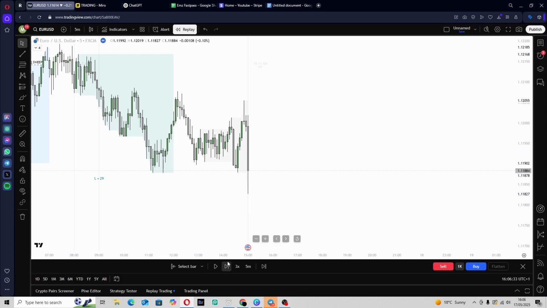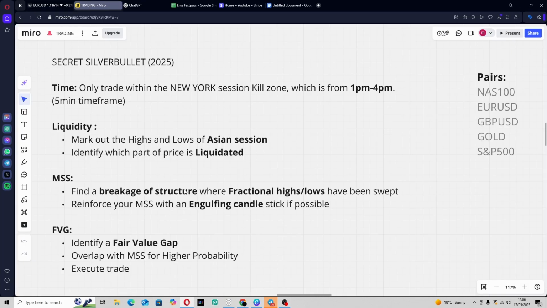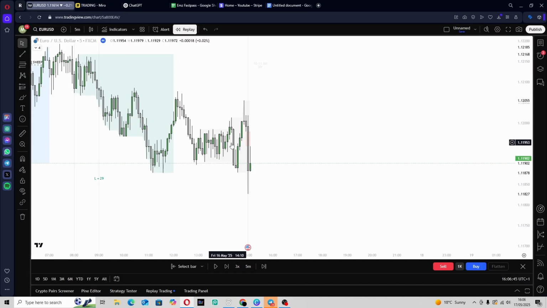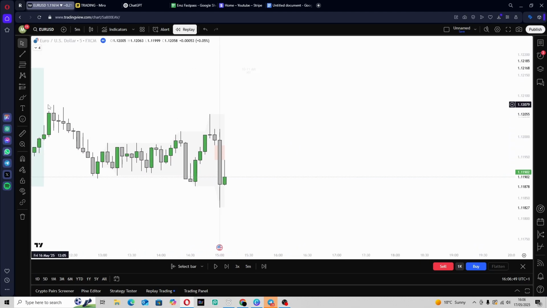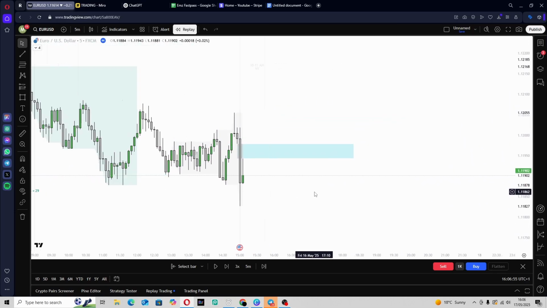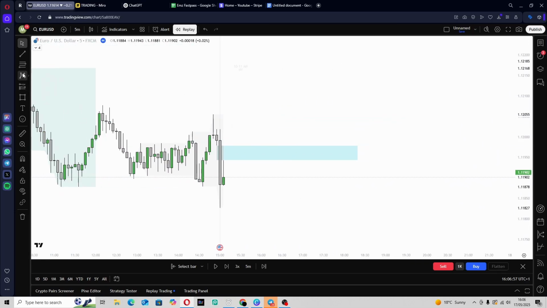What we're going to be doing now is playing price forward one more time so I can get a market structure shift. I mean, my fair value gap, as you can see right there. And as soon as we actually get this, all we need to do is identify a fair value gap, and then we overlap it with a market structure shift for a higher probability, and then we execute the trade. As you can see, it's already marked out as a fair value gap itself. All I'm going to be doing is just marking it out a little bit more, my blue highlighted area right there. All I'm going to be doing from here on out is literally placing my short position and completely taking the trade.